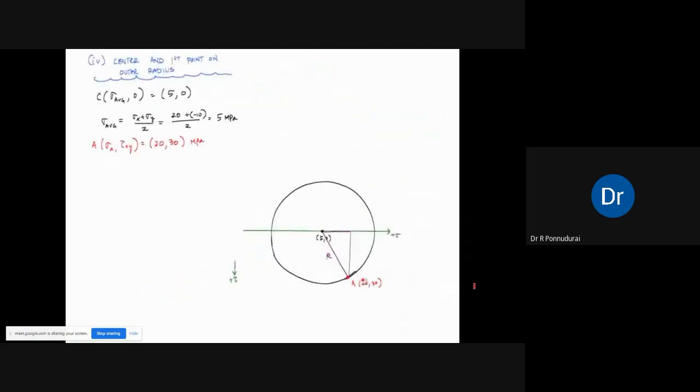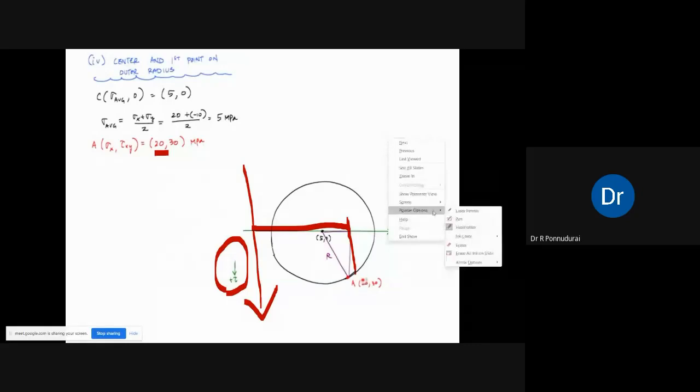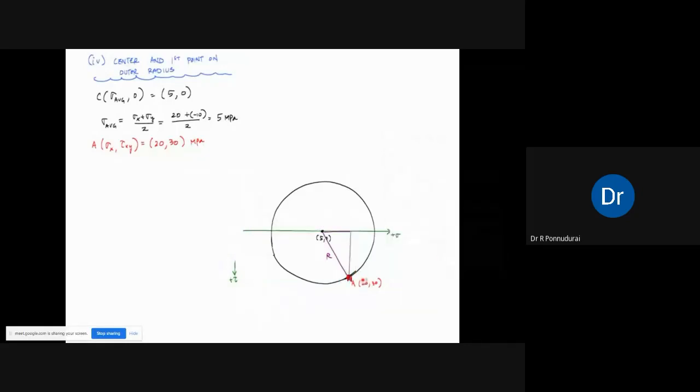So the center point is known to you. The first point on the outermost radius is sigma x comma tau xy. So from here it is 20, 30. Positive tau is downward, and positive sigma is to the right side. So you can mark this point A and mark point C, and draw a circle.